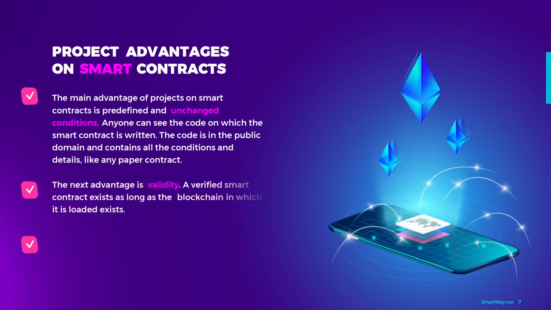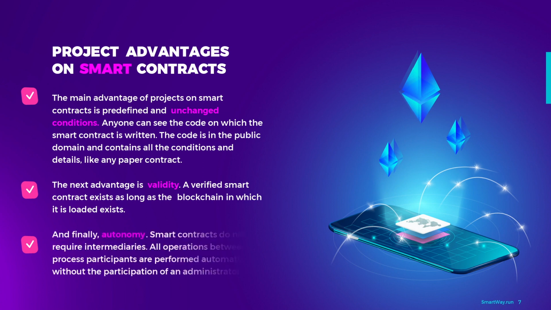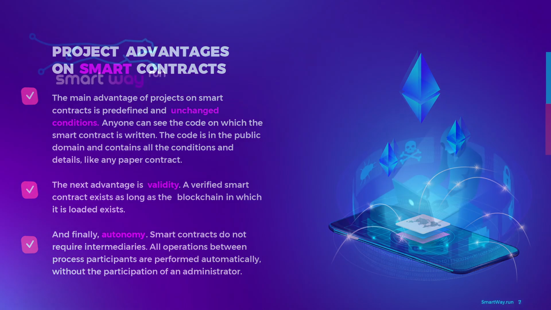The next advantage is an almost unlimited duration. A verified smart contract exists as long as the blockchain in which it is loaded exists. And finally, autonomy. Smart contracts don't require intermediaries. All operations between process participants are performed automatically, without the participation of an administrator.